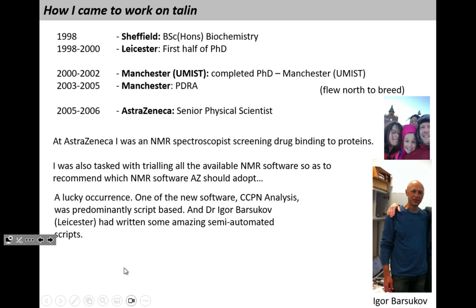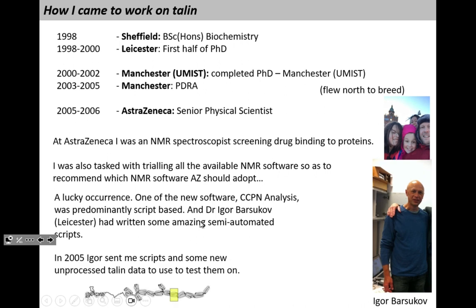But back in the day, this was predominantly script-based. This was really complicated. But Dr. Igor Barsukov at Leicester had written some pretty cool scripts which semi-automated a lot of that process. So I got talking to Igor, and he sent me the scripts, and the data he sent me to use as the model data was an unprocessed set he'd just collected on talin. It was actually on this region of talin here.